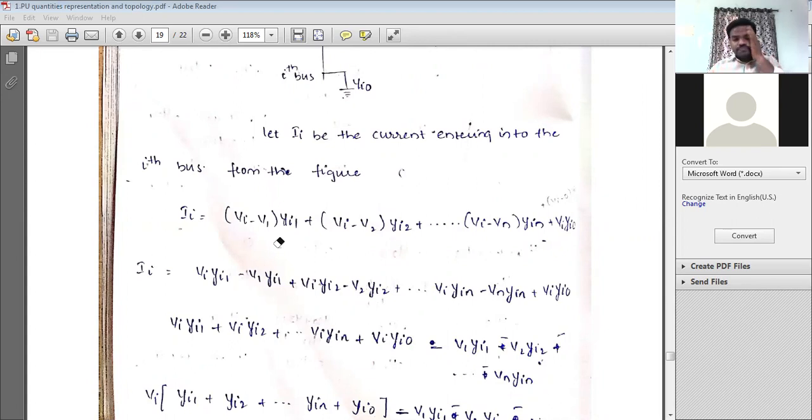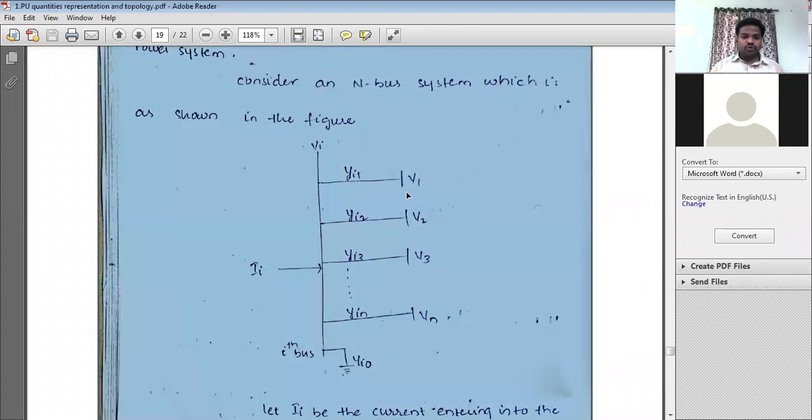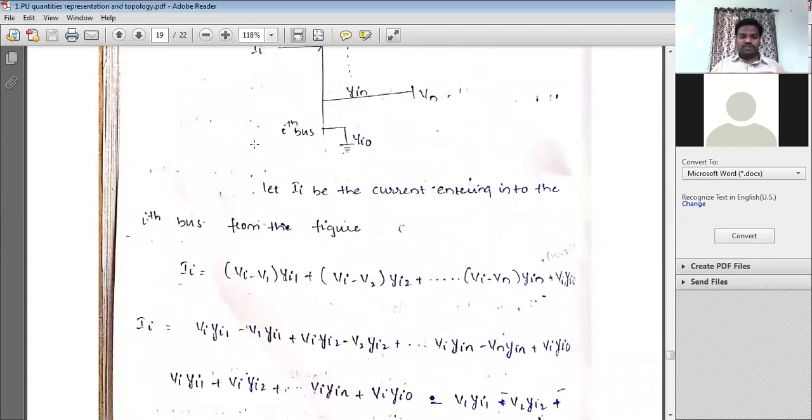here the first bus and the ith bus have been connected, and yi1 is the admittance of that particular branch. So this is the current you need to consider, vi minus v1. How can you obtain the node voltage? Suppose this is the first one, this is the ith bus. These are the two nodes: the first node voltage is vi, the second node voltage is v1. So vi minus v1 into yi1 will give you the first branch current.